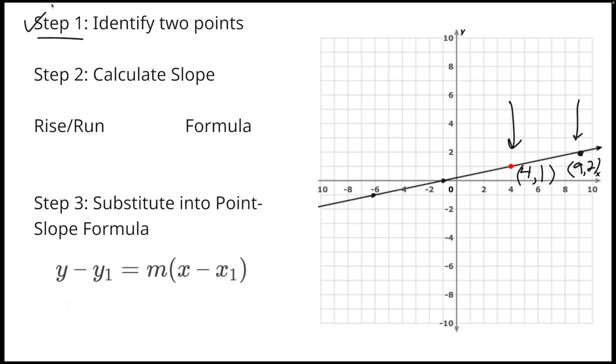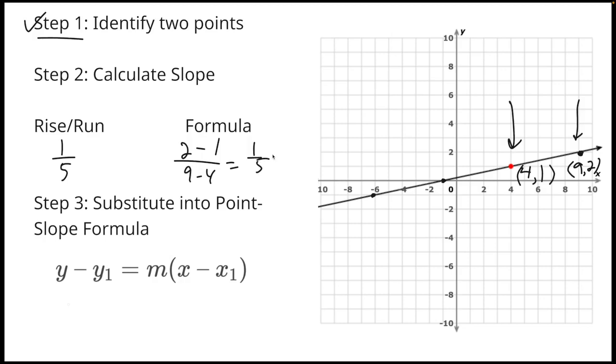Again, you can calculate slope using rise over run or the slope formula. I'll show both here very quickly, but this should be review. Rise over run, we go up 1 and 5 to the right. I started from the red dot, so up 1 and 5 to the right. And then the slope formula, we would do 2 minus 1 over 9 minus 4, which is 1/5. Same answer, all right?